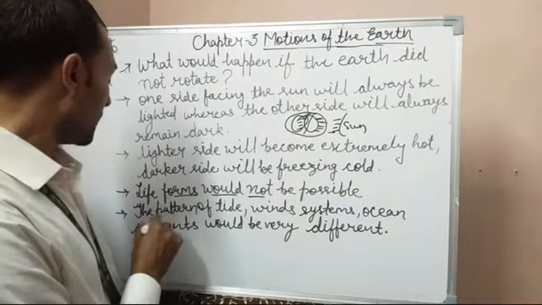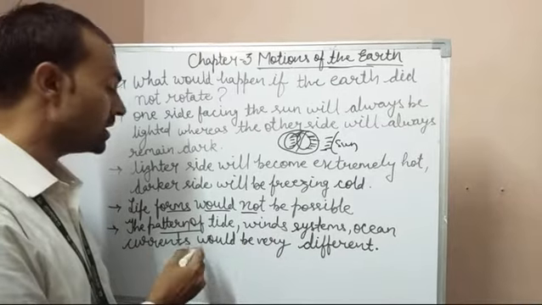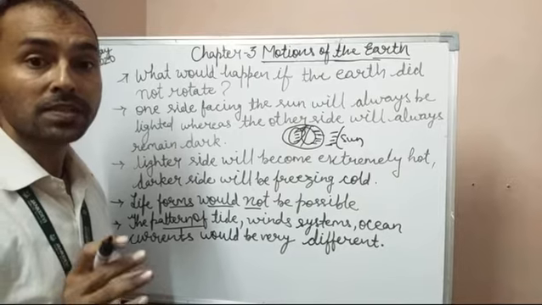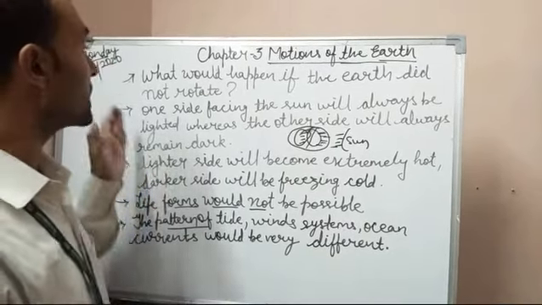And the next and the last one: the pattern of tides, wind systems and ocean currents would be very different from what they are today. So these are the extreme conditions which may occur in the absence of rotation. So these are the consequences.